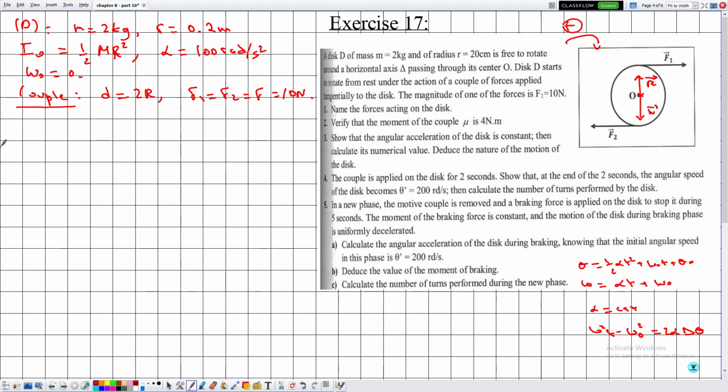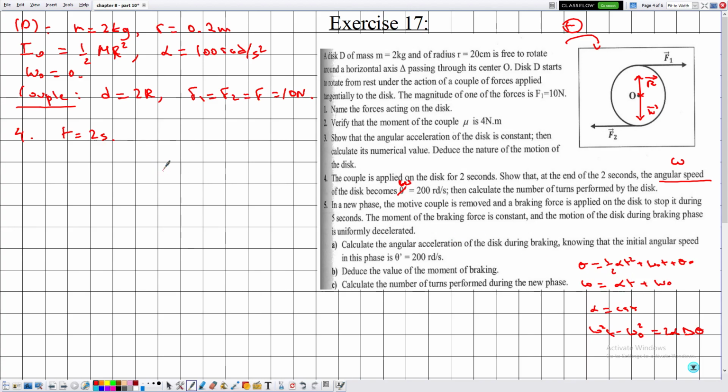Now in number 4, the couple is applied on the disk for t is equal to 2 seconds. Show that at the end of the 2 seconds the angular speed becomes theta prime. Now the next section for me is to explain why they are denoting omega. So here the angular speed, one expects that it must be denoted by omega, but why they are denoting it by theta prime, in the next section I will explain why. So here let me now say that they are asking about omega, which is the angular speed. Now in order to determine the angular speed, we need to refer to one of these equations.